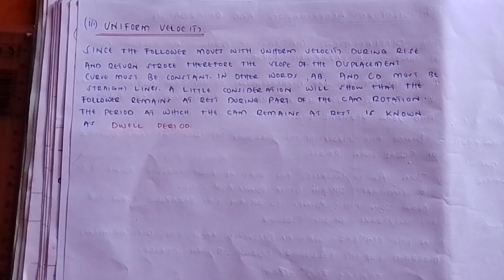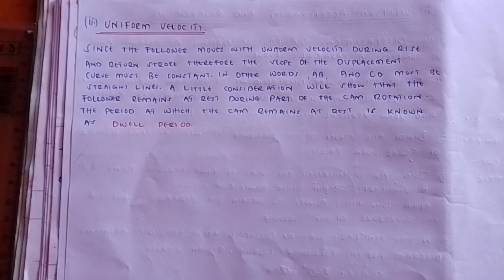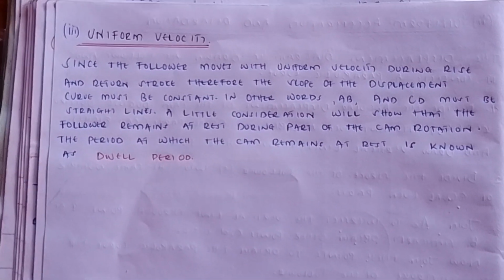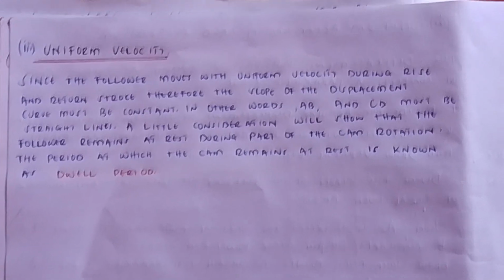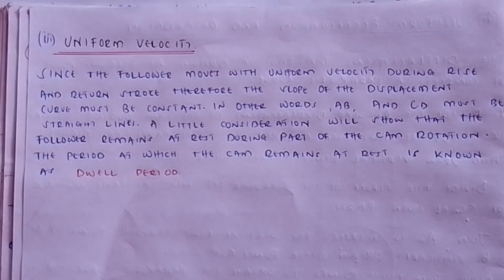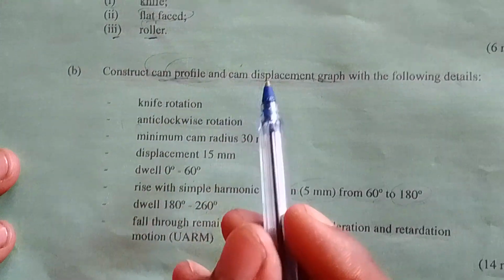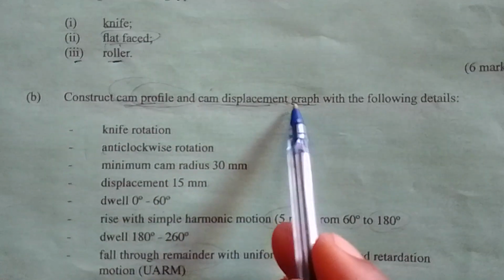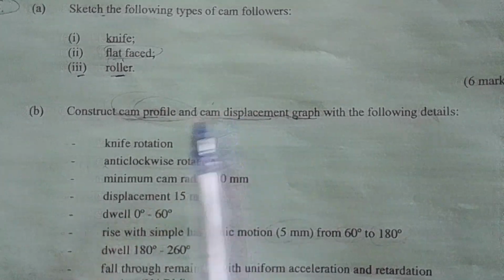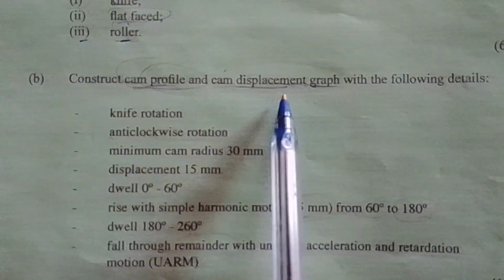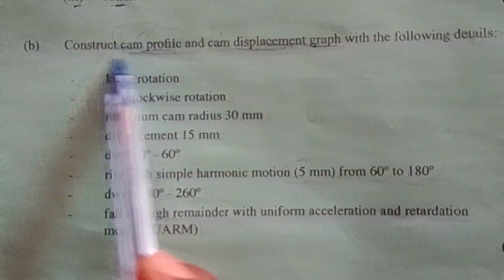So in my previous videos, I've shown you how to draw the cam displacement diagram under simple harmonic motion, and cam displacement diagram under uniform acceleration and retardation motion. Now I want to show you how to draw a cam displacement diagram under uniform velocity motion. Remember, I've told you from this past paper here that you cannot draw this cam profile without the cam displacement graph. You must always draw using a cam displacement graph so that you can draw the cam profile.